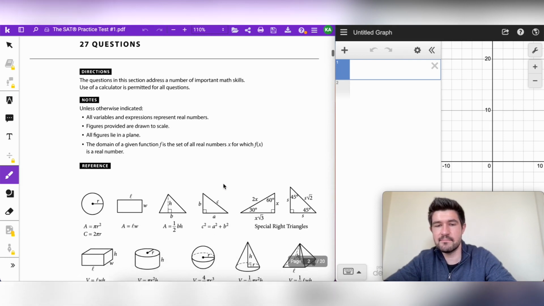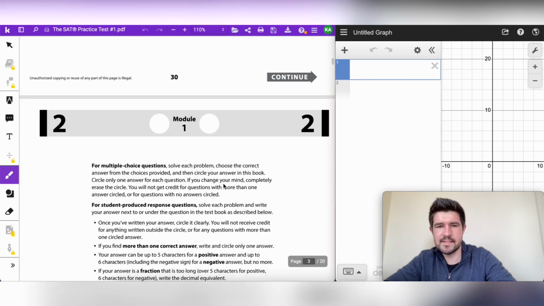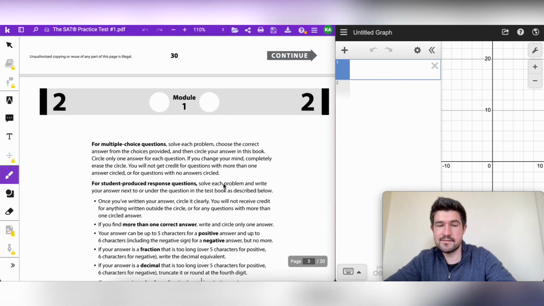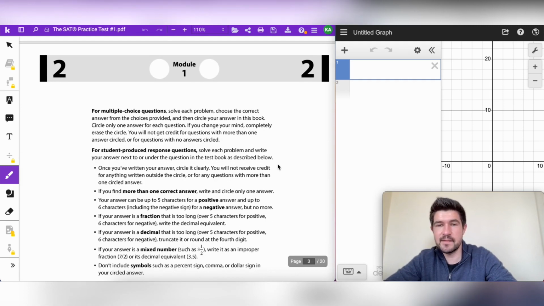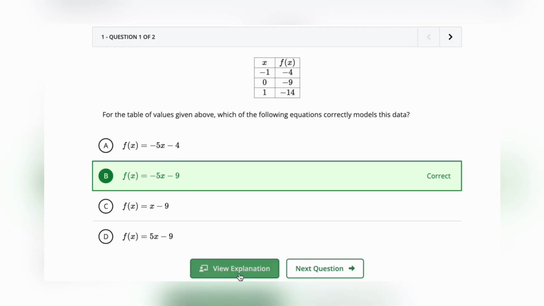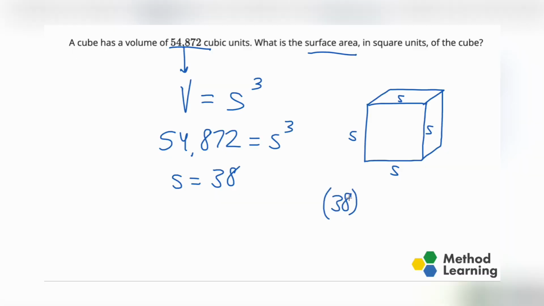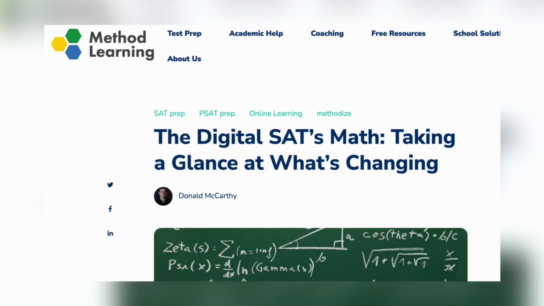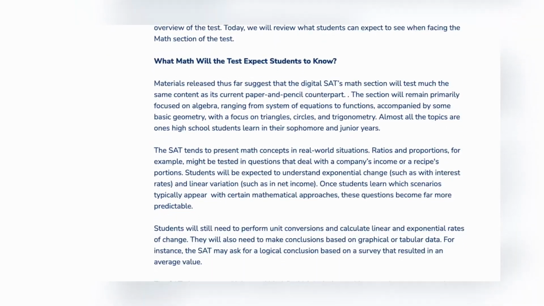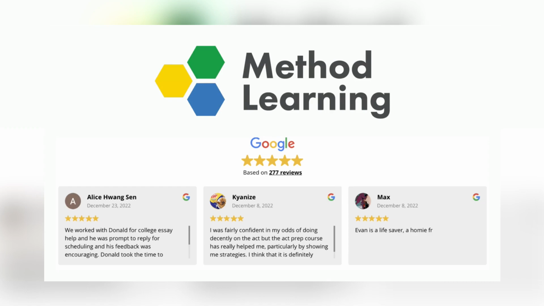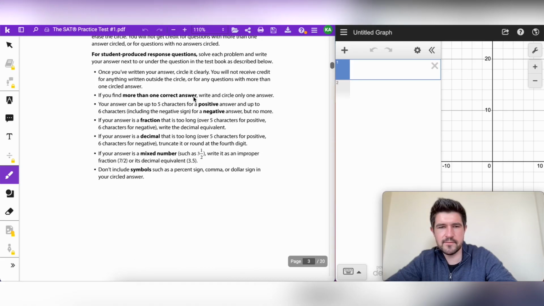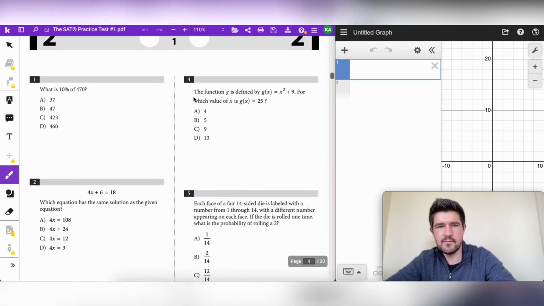I haven't looked at this test yet, just so you know. And we're going to see first how quickly we can get to all the answers. And second, and maybe just as importantly, how we can use this new built-in calculator, Desmos, for answering as many questions as we can. So without further ado, let's get into it and see what we can come up with.